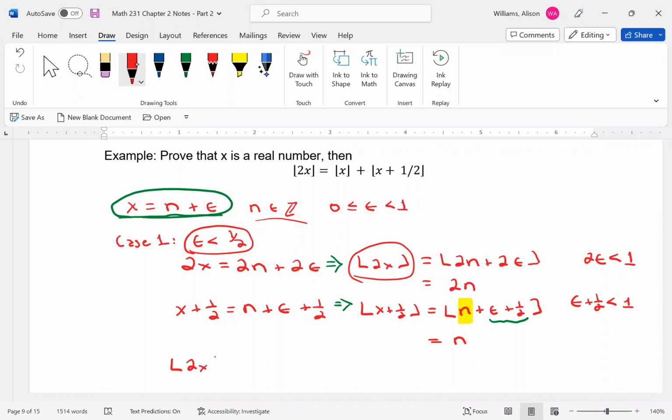So this 2x ends up equaling 2n. Oh, sorry, I forgot the other piece. I'm so sorry. I forgot this piece right here. So I showed this piece and I showed this piece. Now let's look at that piece. So if x equals n plus epsilon, then the floor function for x is going to equal what happens to n plus epsilon, but epsilon is less than 1/2, so this is just going to end up being n. Okay, there we go. Sorry.